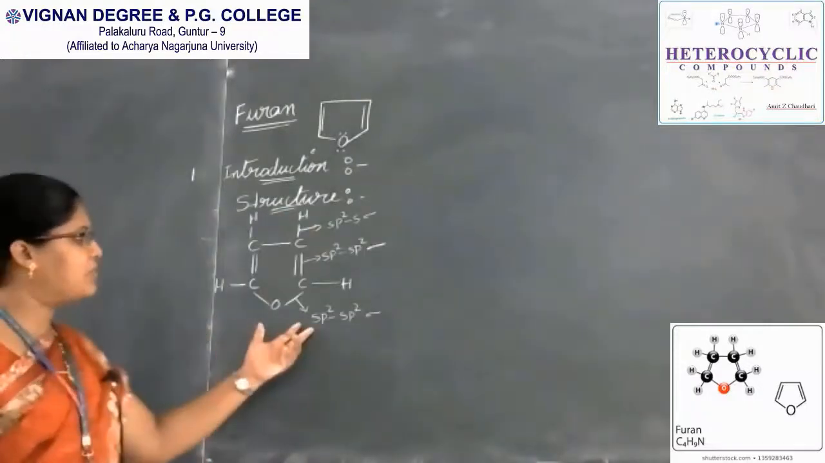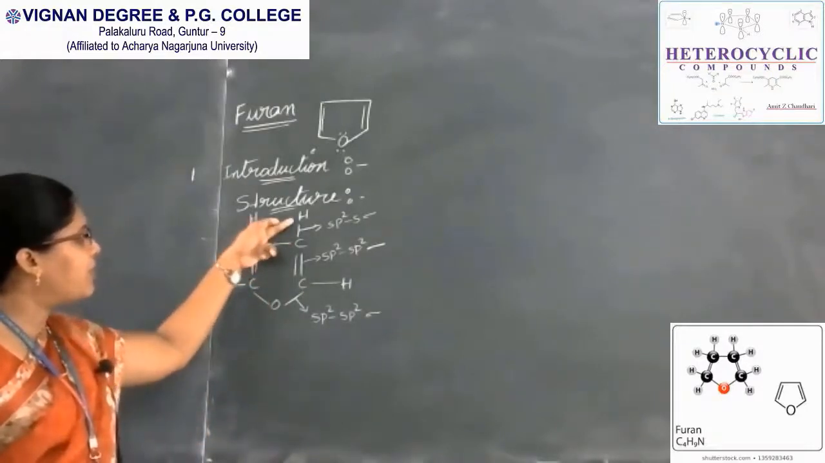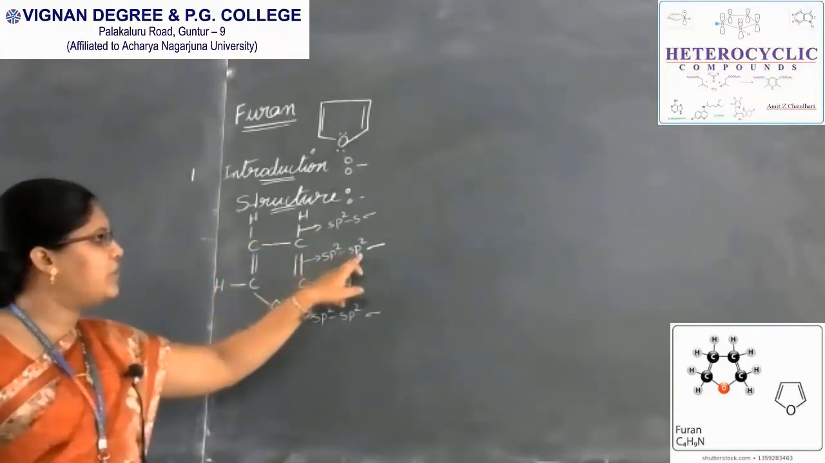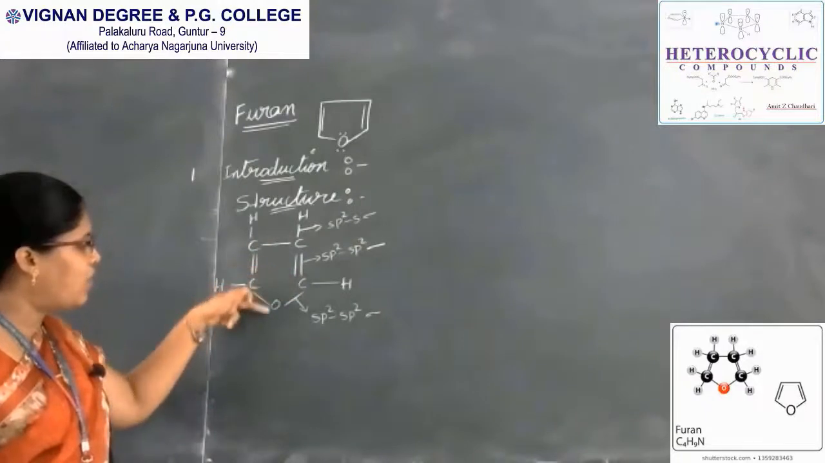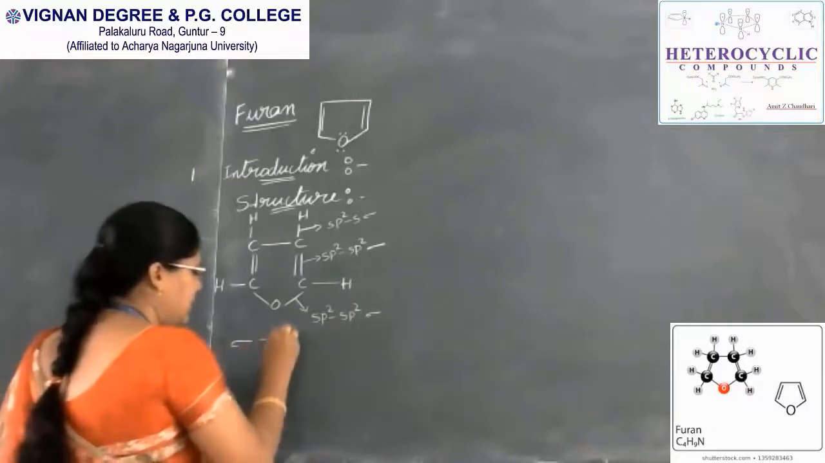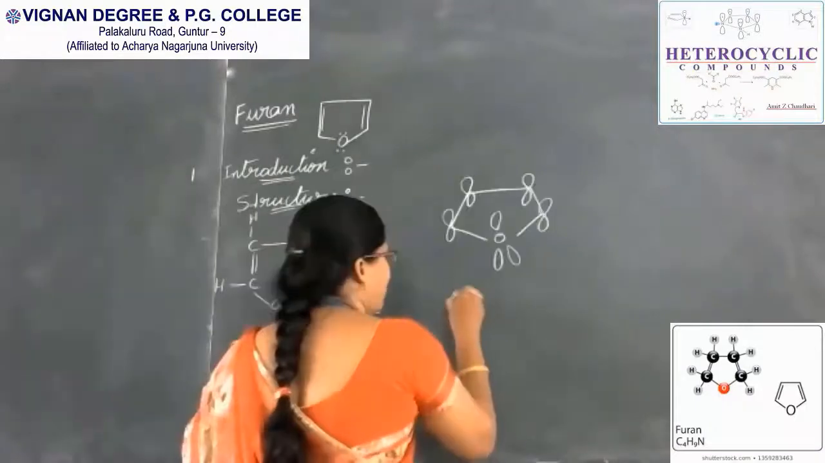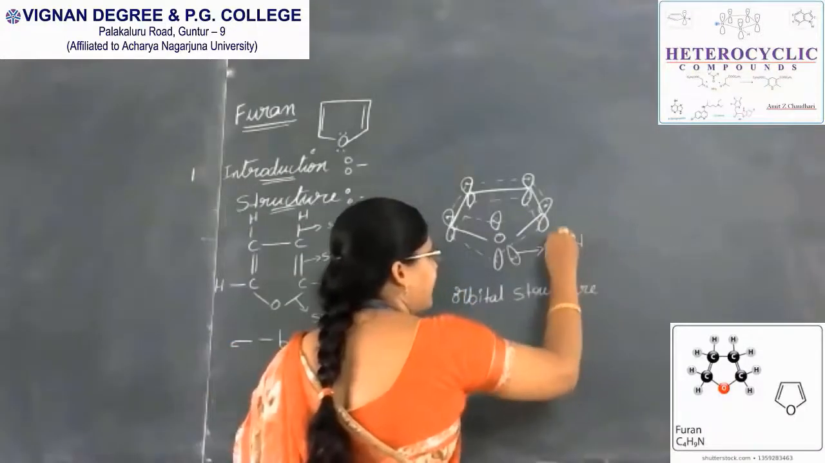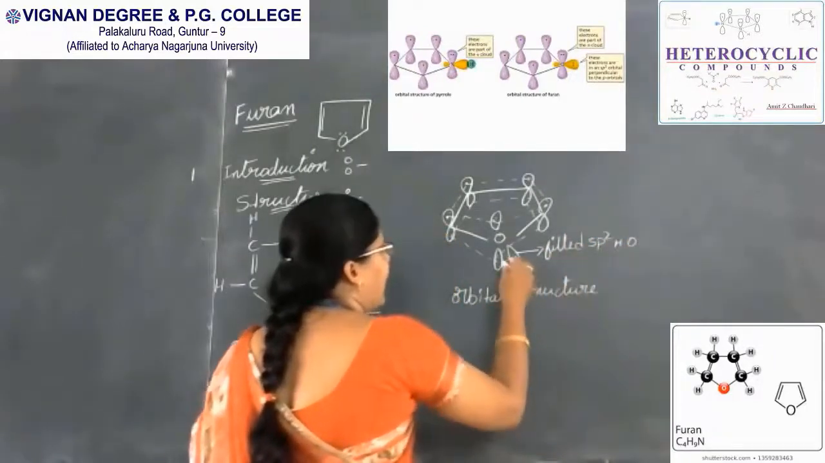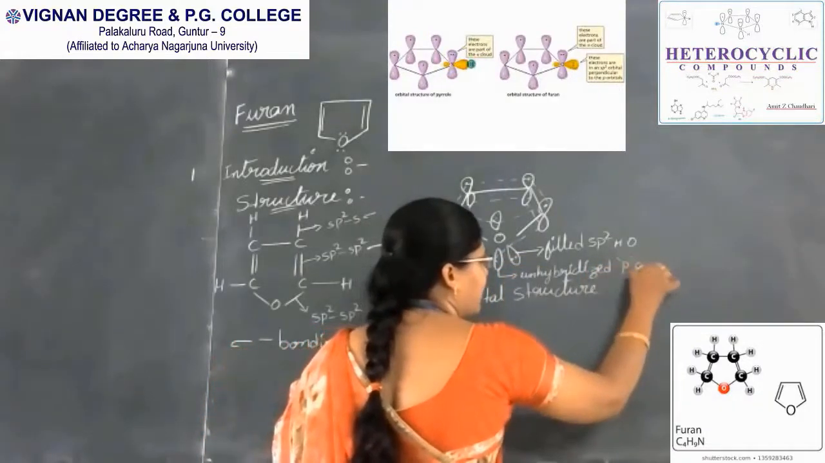We have 3 types of sigma bonds. One is between carbon and hydrogen, that is an sp2-s sigma bond, and a carbon-carbon bond, that is an sp2-sp2 sigma bond, and a carbon-oxygen bond, that is an sp2-sp2 sigma bond. This is the sigma bonding structure. And next, the orbital structure: filled sp2 hybridized orbital, and unhybridized p orbital.